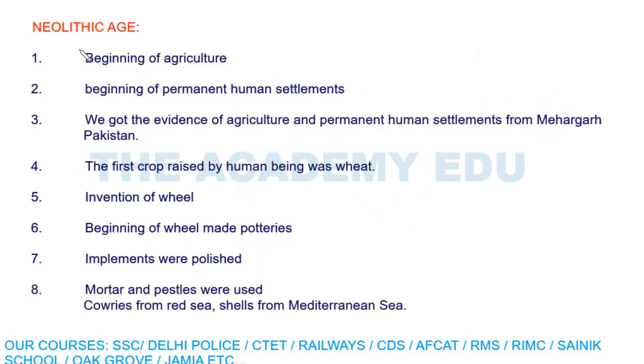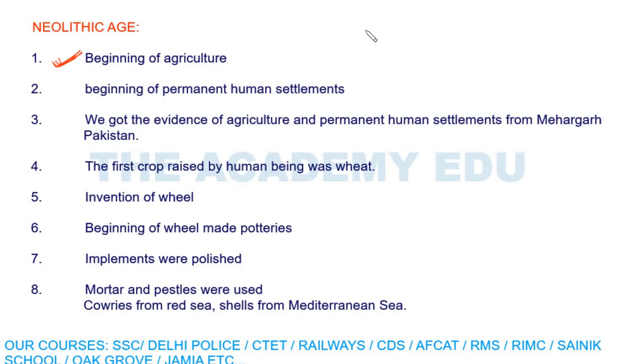Neo means new. So what happened in the Neolithic age? People used to struggle very much to hunt an animal, so they started agriculture. So it was the beginning of agriculture. This is a very important point.